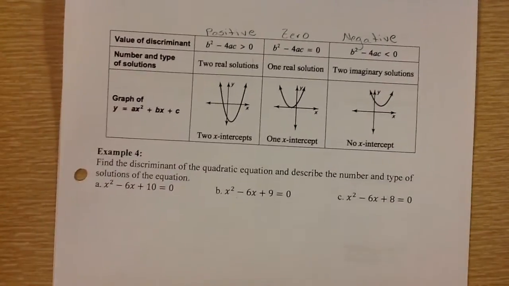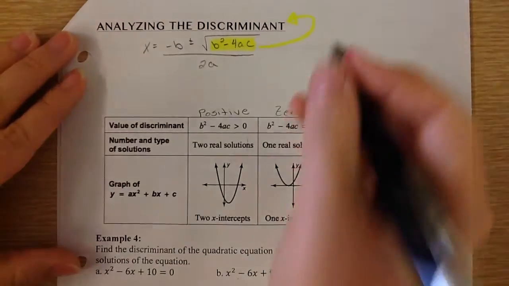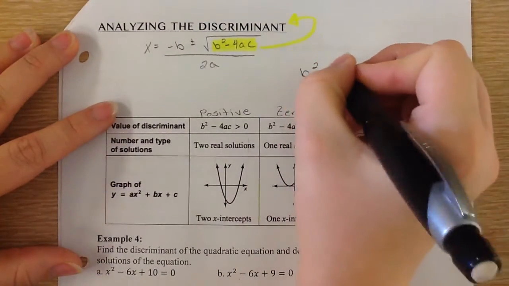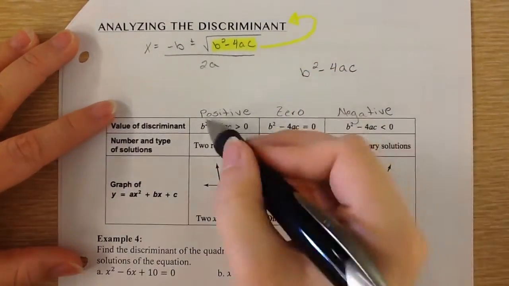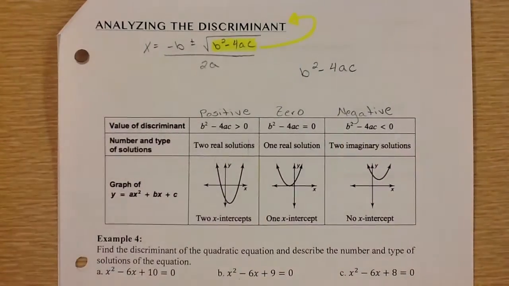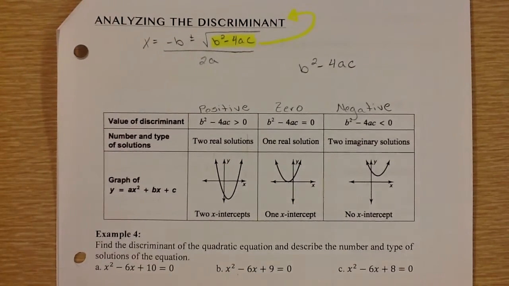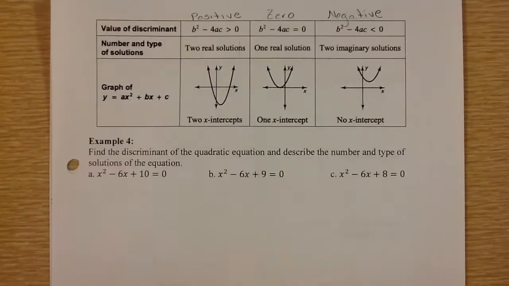So we can tell just by looking at that b squared minus 4ac. Is it positive? Is it 0? Is it negative? We can say what type of solutions we will have. This is just a quick little check. If I want to know how many x-intercepts it's going to have, I can just look at that discriminant and tell.